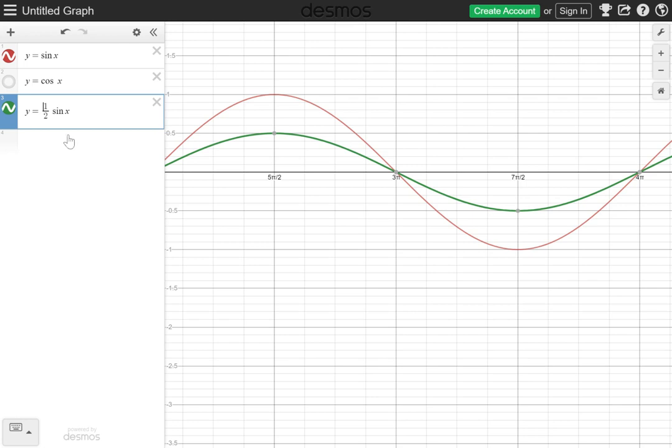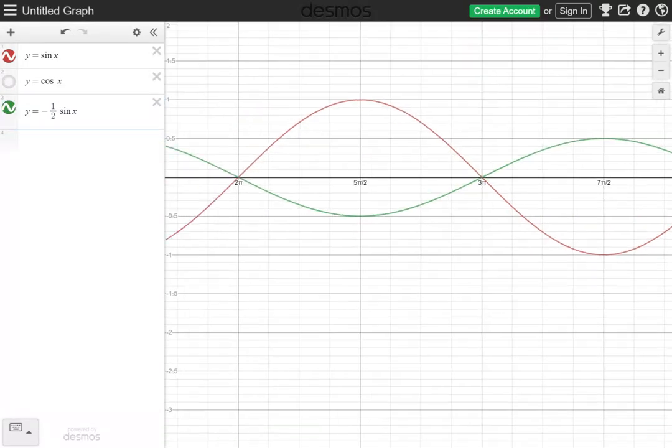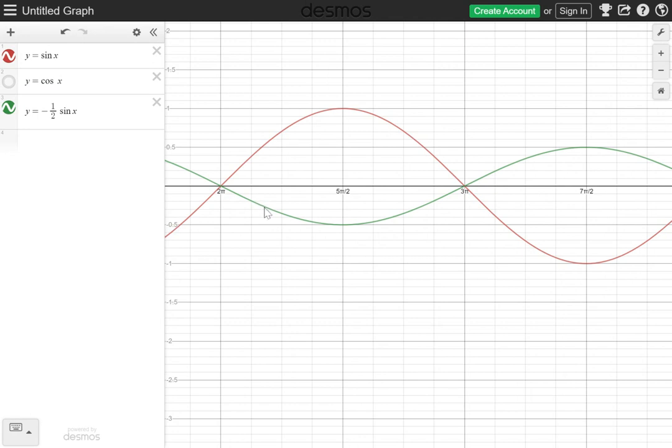I'm sorry, 1/2 sine of x. I'm going to put a negative out front so you can see what happens to the graph. All right. One of the things you should notice, it didn't get any taller. It didn't get any shorter. It's still an amplitude of 1/2. It's just upside down.